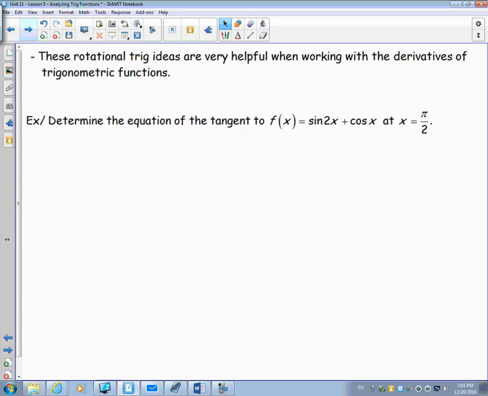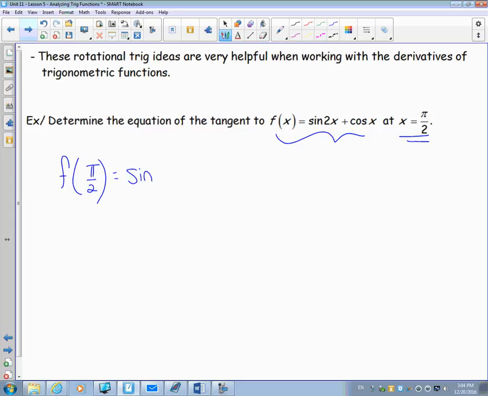Okay, so let's take it to the calculus step now. I want to find the equation of the tangent to this function at a certain point. So we know we've got a function and we've got a value. We can find a point. So let's figure out what's happening at f of pi over 2.